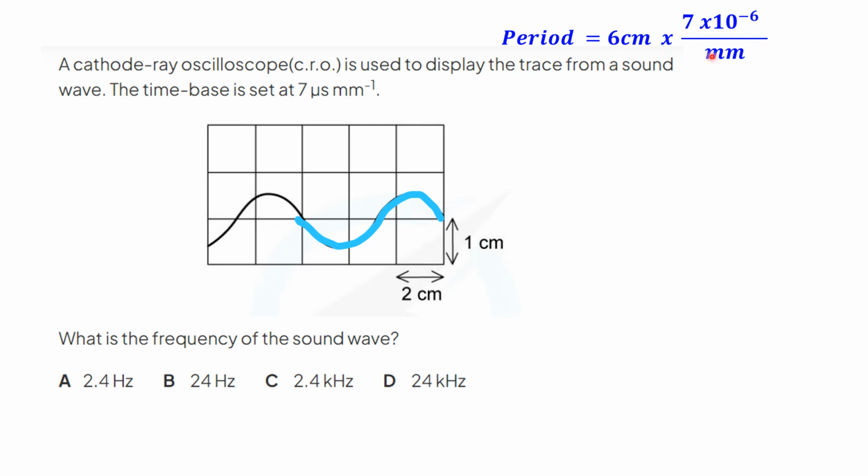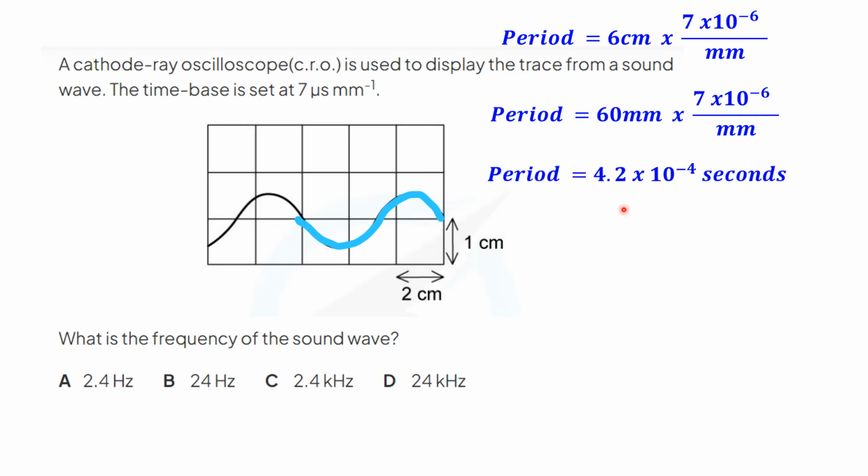Now we have 2 different units for length, so let's try to convert to the same unit. I think it will be easier: 6 centimeters to millimeters, which is 60 millimeters. So now we can cancel millimeter with millimeter, and the result is 4.2 times 10 to the minus 4 seconds.